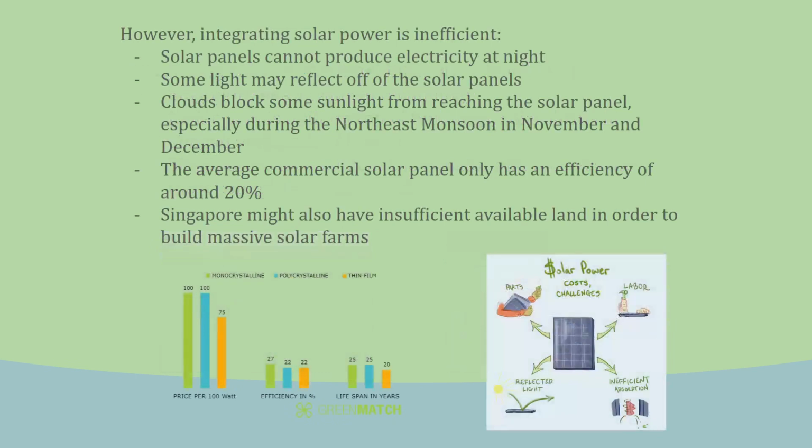However, integrating solar power in Singapore is not efficient. This is because solar panels cannot produce electricity at night as there is no sunlight. Some sunlight can be reflected off the solar panels, and clouds can block some sunlight, especially during the northeast monsoon, causing less sunlight to be converted into energy. Furthermore, the average commercial solar panel only has an efficiency of 15 to 20%. Singapore might also have insufficient available land in order to build massive solar farms.